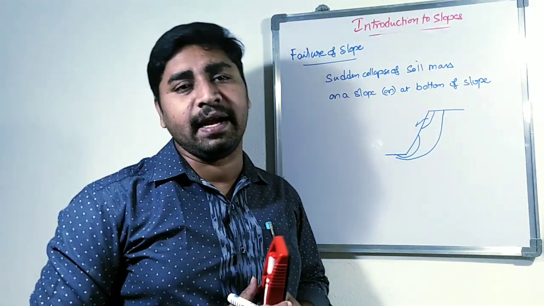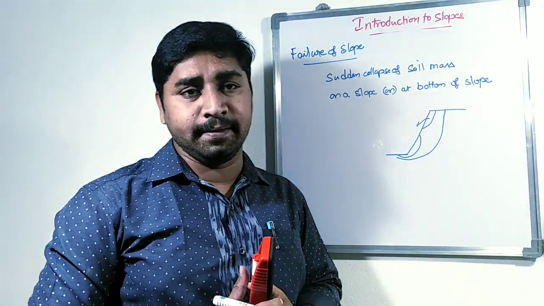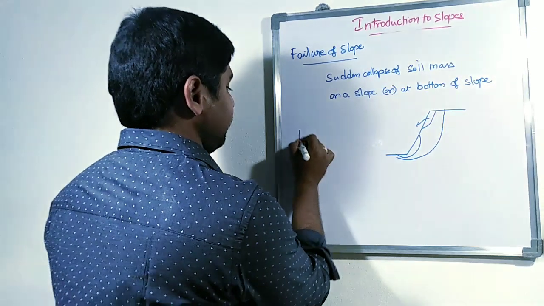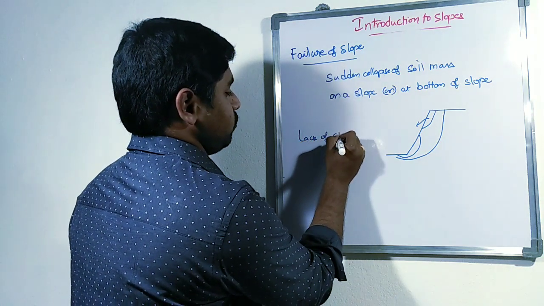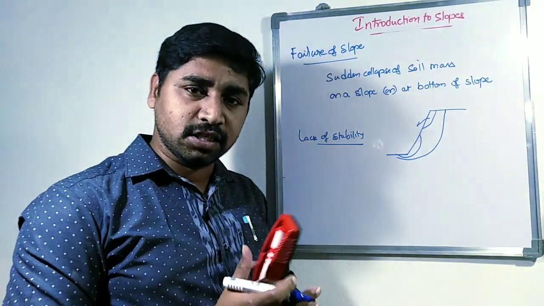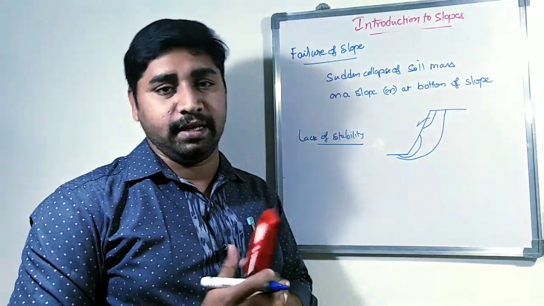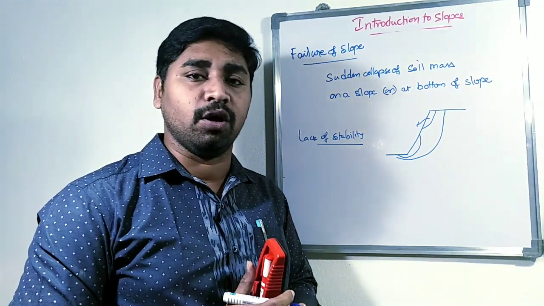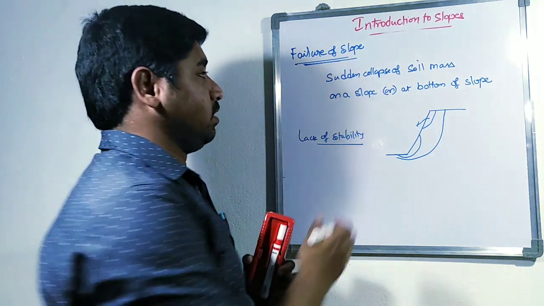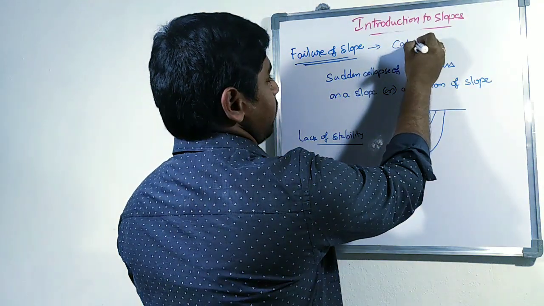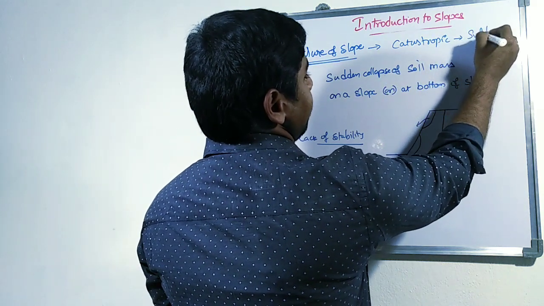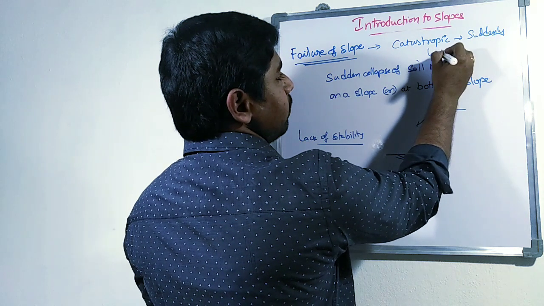What is the reason behind this failure of slope? The reason is lack of stability. Is stability of a slope essential? Yes, definitely essential. Why? Because failure of a slope is catastrophic, meaning it happens suddenly without any warning.